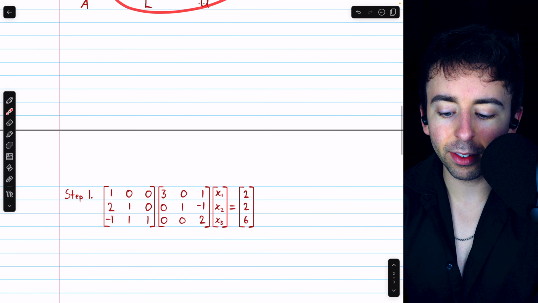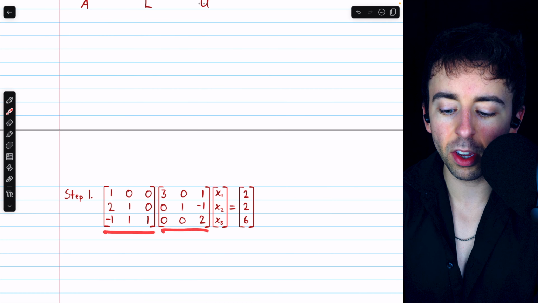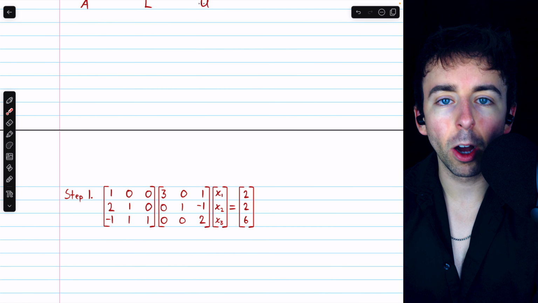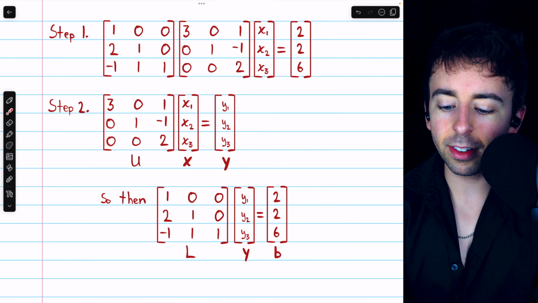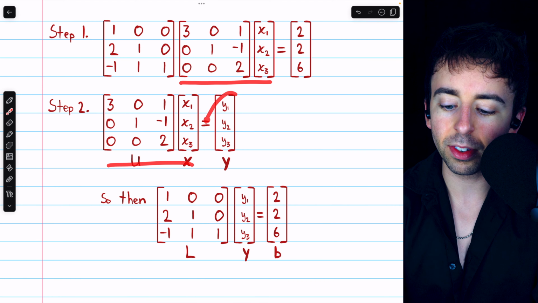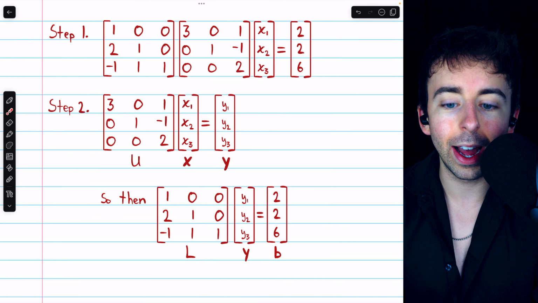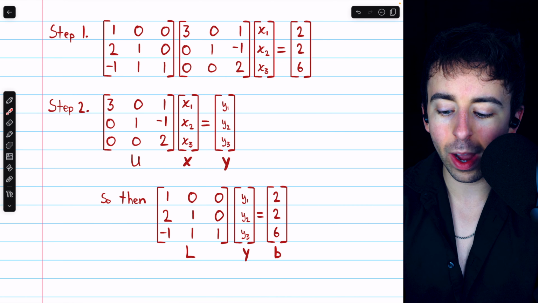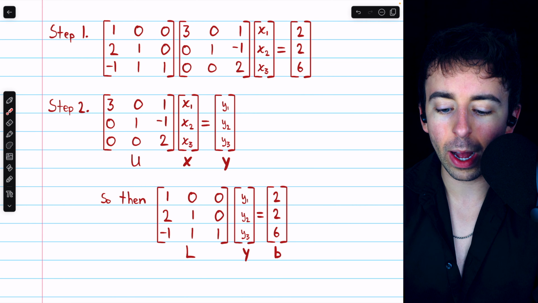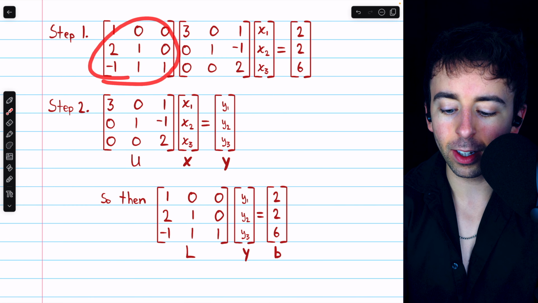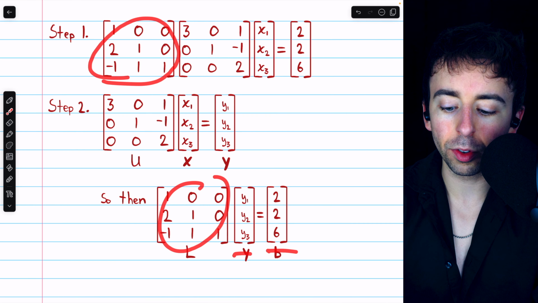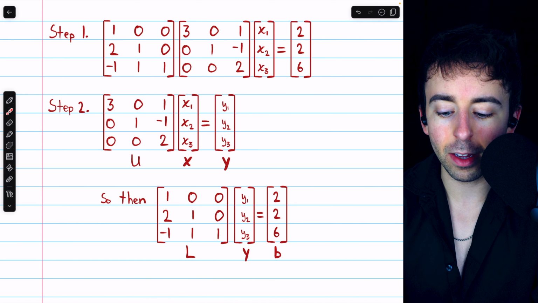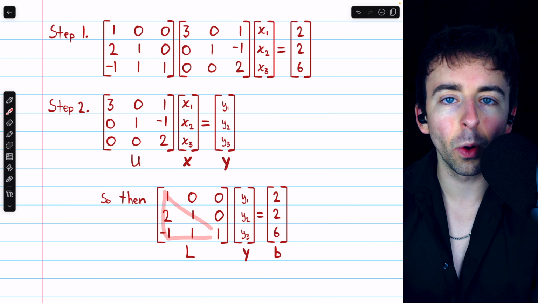Thus, we arrive at this new equation, L times U times the variable vector x equals that column vector of constants. Then, step 2 is to say U times x equals this new variable vector y, and then we make the substitution, replacing U times x in that equation with this variable vector y. Thus, we have L times y equals B, and now we can solve this system for y, which is very easy because the coefficient matrix is lower triangular.